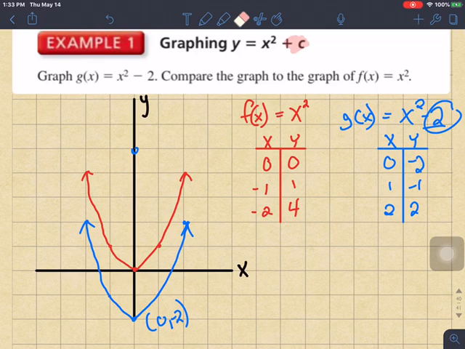And so that's what happens when you add a number at the end of the x squared: plus c, minus c, +2, -2, +1, -1. It shifts it up or down the vertical axis.